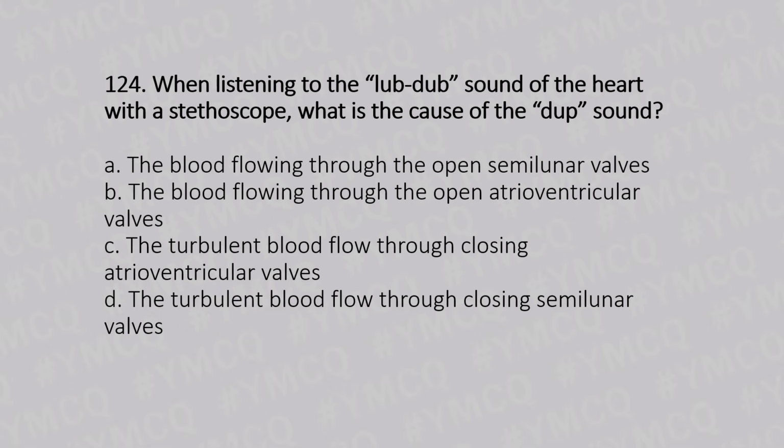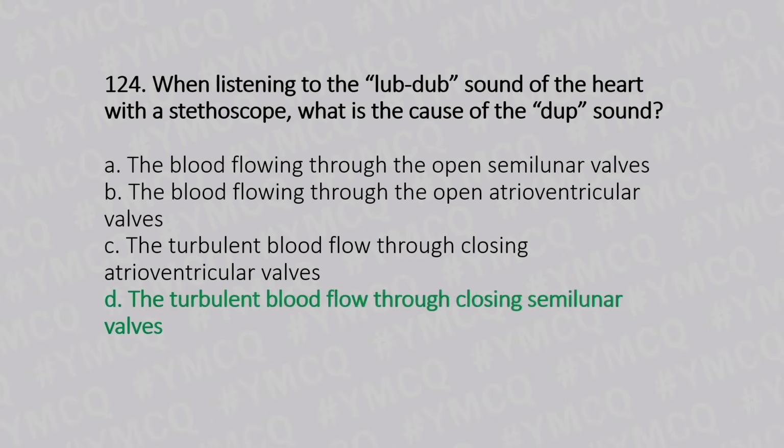Now let's move to question number 124. When listening to the lub-dub sound on the heart with a stethoscope, what is the cause of the dub sound? Option A, the blood flowing through the open semilunar valves. Option B, the blood flowing through the open atrioventricular valves. Option C, the turbulent blood flow through closing atrioventricular valves. Option D, the turbulent blood flow through closing semilunar valves. And the answer is option D, the turbulent blood flow through the closing semilunar valves.